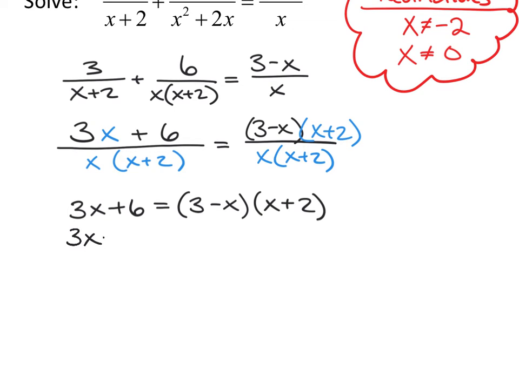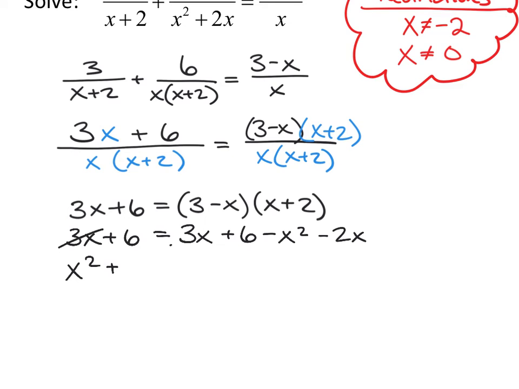Let's go ahead and FOIL this out. If we multiply 3 times x, we get 3x. 3 times 2 is 6. Negative x times x is negative x squared, and negative x times 2 is negative 2x. I'm going to simultaneously combine like terms and move all of the numbers to the other side of the equation so that they're on the left. So I would be adding x squared to both sides. If I combine all of my x's, these would end up canceling.